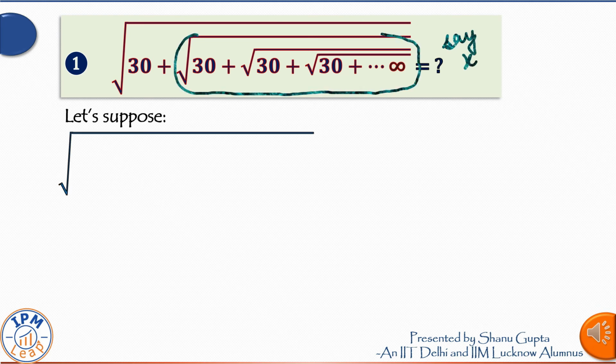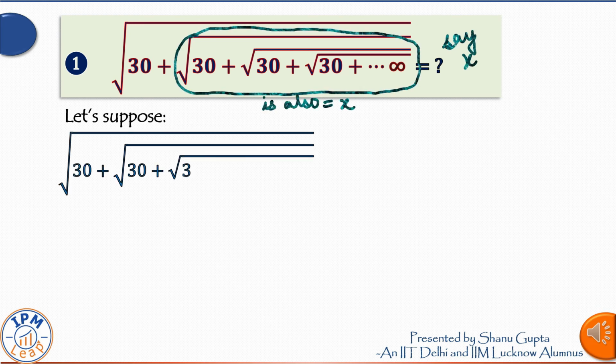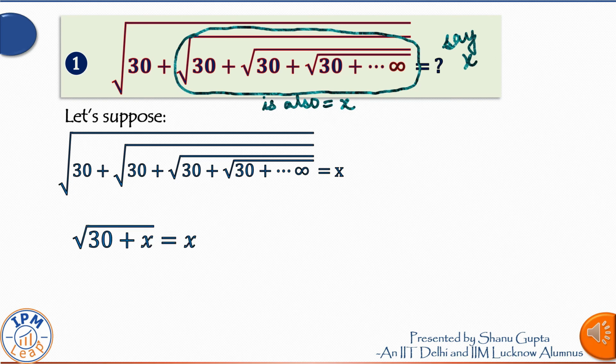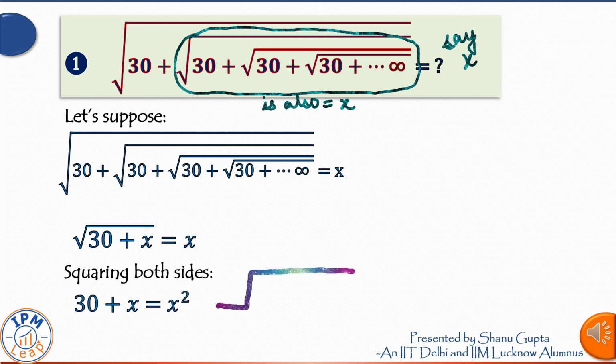So the trick works like this. We assume the value of this expression as x. And since one term does not make any difference to an infinite series, if this is x, then so is this expression. So let us substitute this encircled expression as x, and we get the equation square root of 30 plus x is equal to x. Squaring both sides, we get 30 plus x is equal to x square.